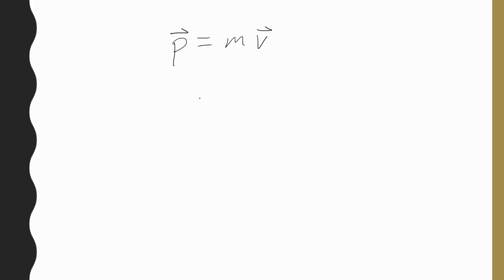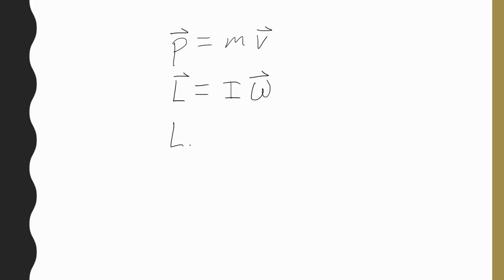You might be able to guess the angular analog. Instead of mass, we're going to have moment of inertia. Instead of velocity, we're going to have angular velocity. And instead of a P, you guessed it, an L. Where that comes from, I have no idea. But this is also a vector quantity, and it is also conserved.